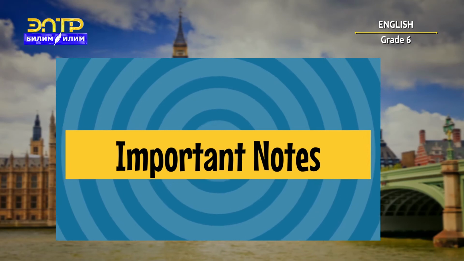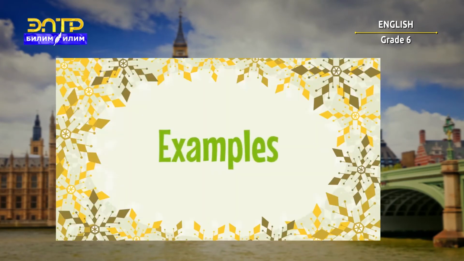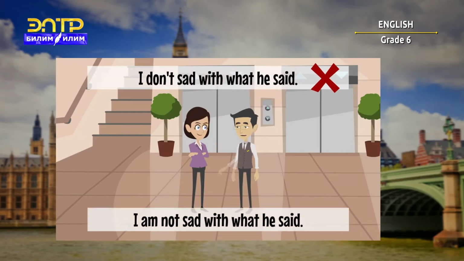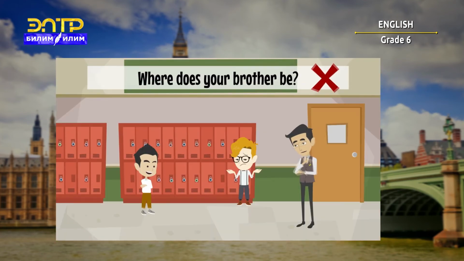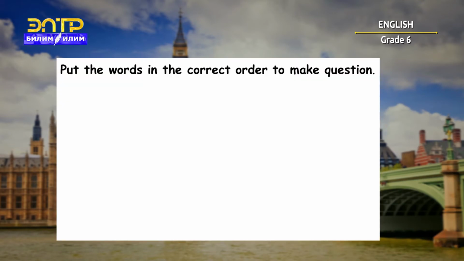Important notes: verb be cases. Examples: I don't sad with what he said. I am not sad with what he said. Where does your brother be? Where is your brother? Okay, let's continue.